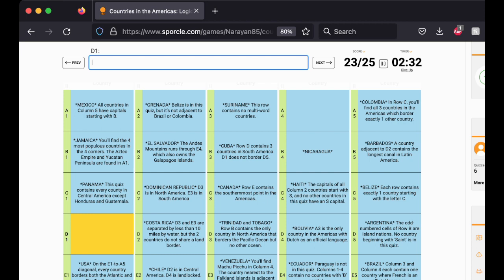Okay, I thought I read something about all the countries in South America. Looking for the row C, you'll find all the... Okay. South America. Contains. Okay.